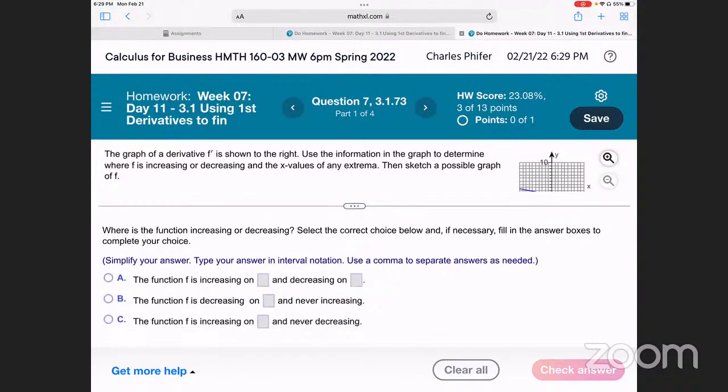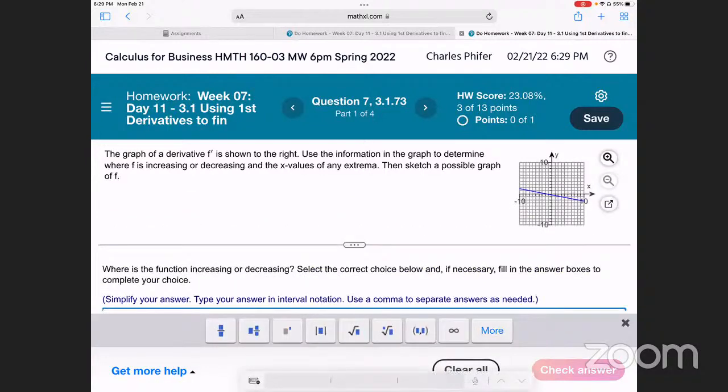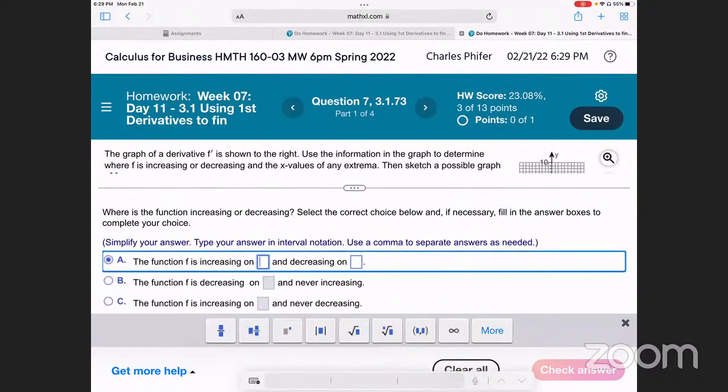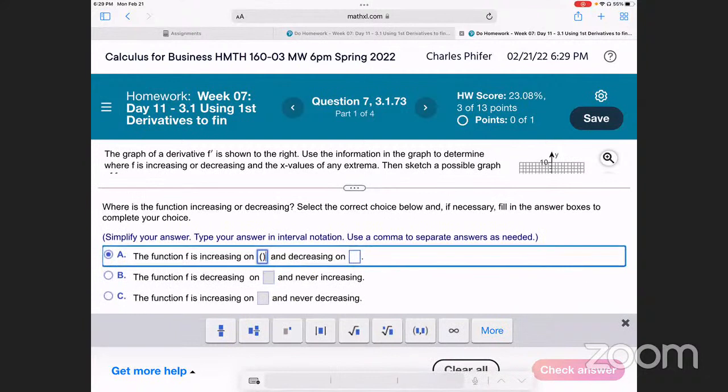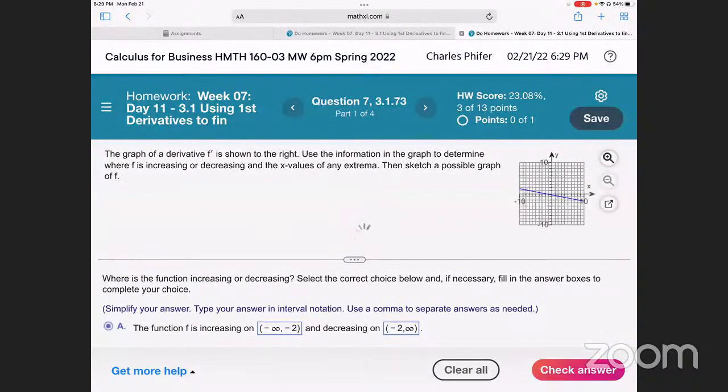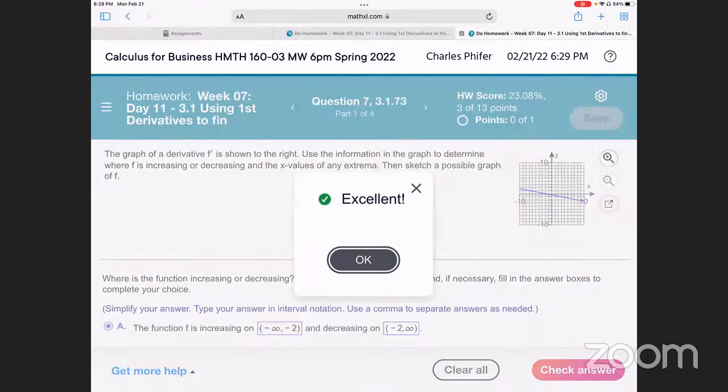Okay, and decreasing right here. So the function is increasing left of -2, which means from negative infinity to -2, and then decreasing from -2 to infinity. Okay, let's see, how do we do? Okay, so that one's a little bit trippy.